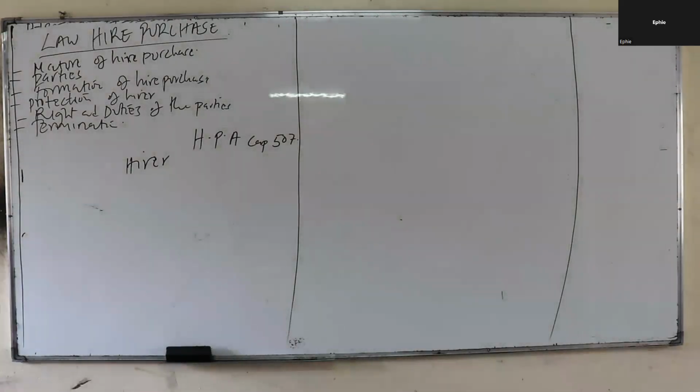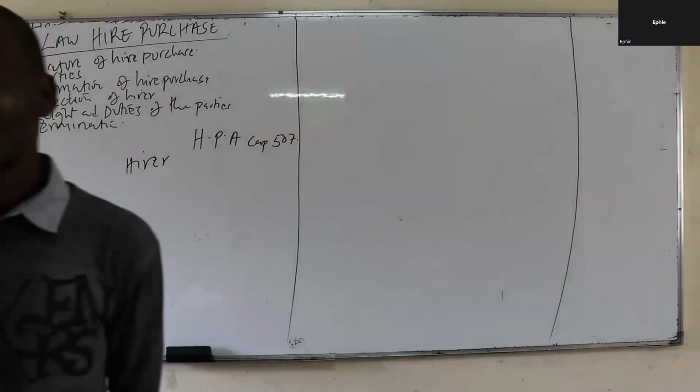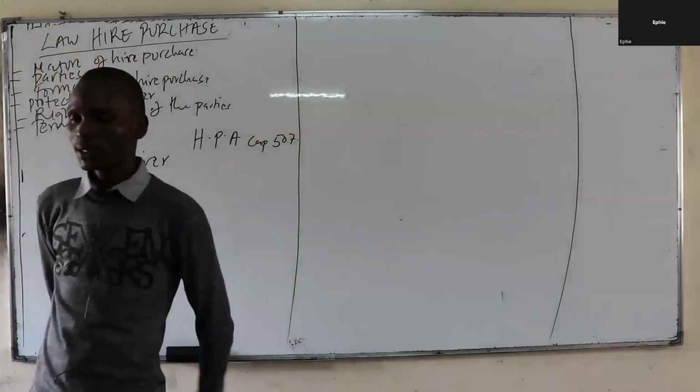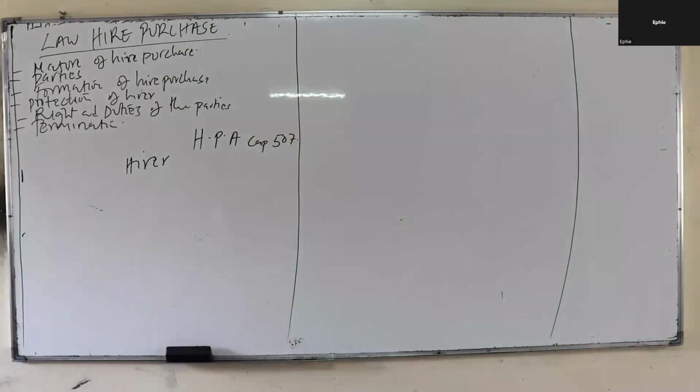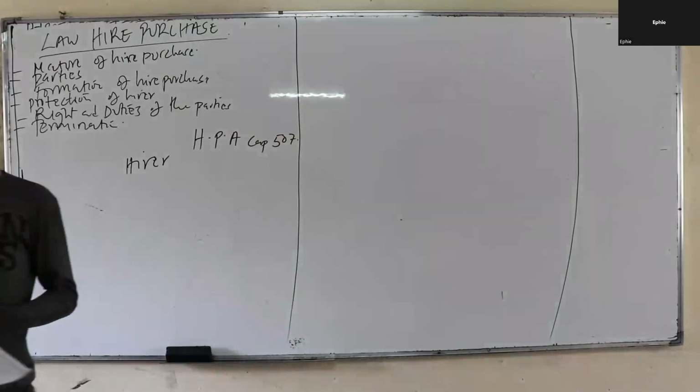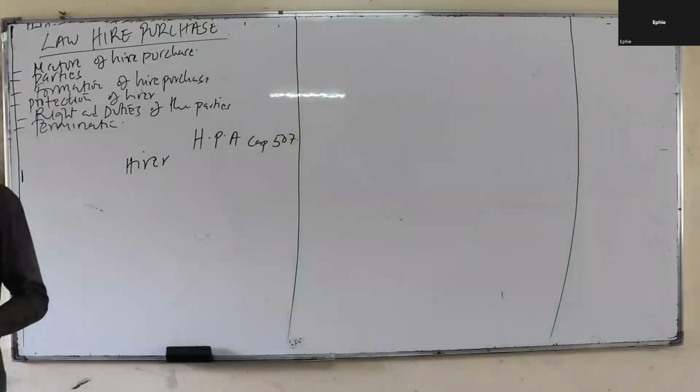Parties to the hire purchase contract. Number one, we have the owner. The owner is a person who lets the goods under hire purchase agreement.